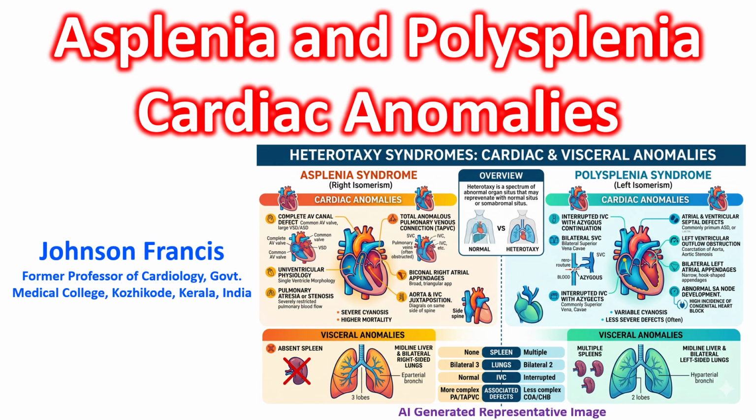Asplenia and Polysplenia syndromes represent the two primary phenotypic expressions of heterotaxy, that is situs ambiguus, resulting from a failure to establish normal left-to-right asymmetry during embryonic development. In clinical practice, these are best understood through the framework of cardiac isomerism, where paired structures exhibit bilateral symmetry of either the right-sided or left-sided morphology.